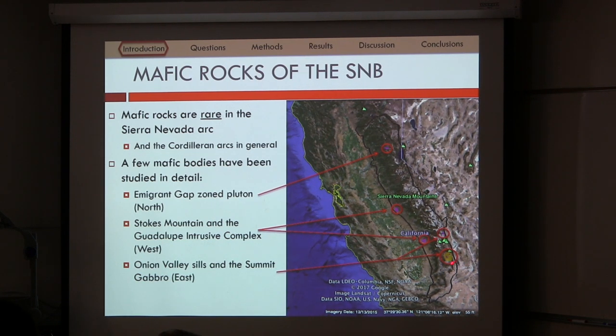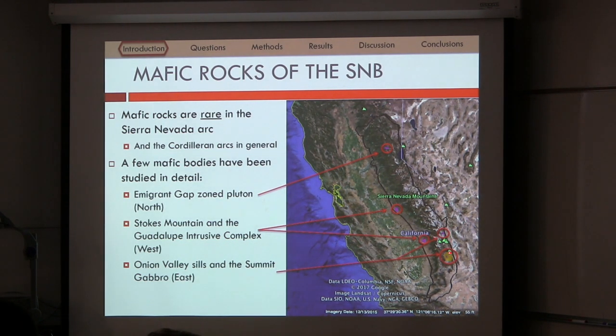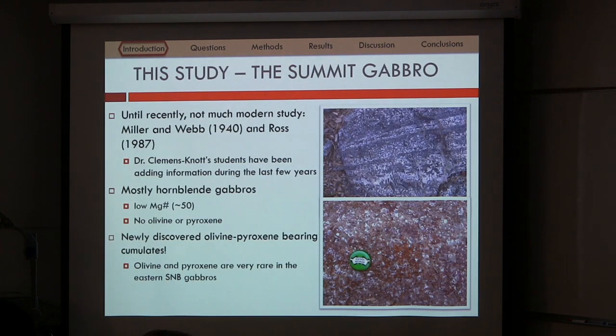So that's down here in the southeast of the Sierra Nevada. I don't know if you guys in the back can see, this little yellow blob is the Kern Plateau. That is where our samples are located, on the Kern Plateau. So again, we're focusing on the Summit Gabbro.